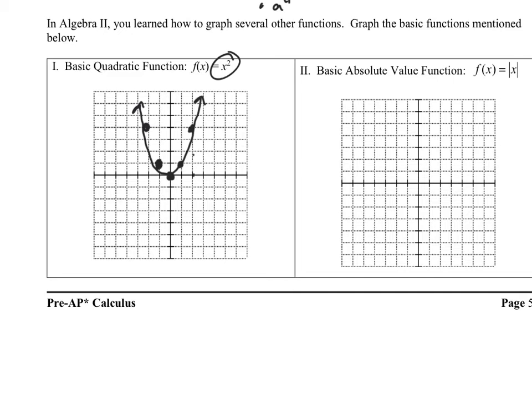Now, let's look at part 2. Here we have absolute value functions. An absolute value function turns any negative positive. So when x is 0, y is 0. When x is 1, y is 1. X is 2, y is 2. When x is 3, y is 3. Now, when x is negative 1, the absolute value of negative 1 is positive 1. When x is negative 2, the absolute value of negative 2 is 2. And when x is negative 3, the absolute value is 3. So our absolute value function looks like this.